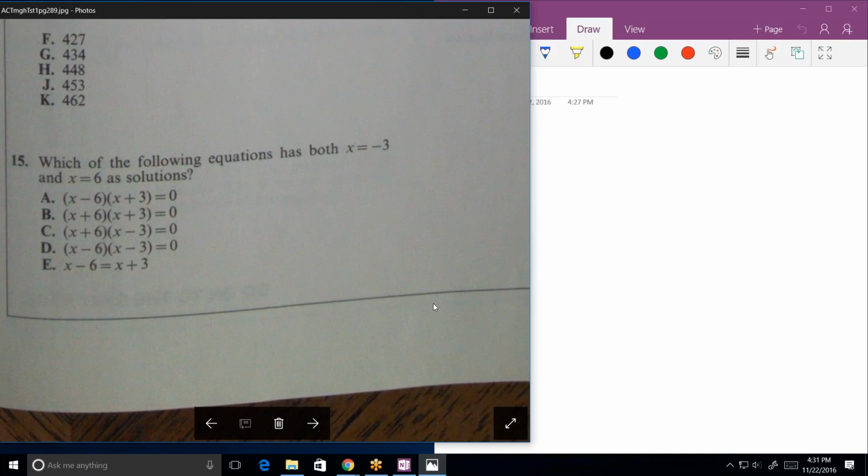Which of the following equations has both x equals -3 and x equals 6 as the solution? Isn't it E, right? No. Factoring quadratics and then solving for x. In other words, if A was true, what would the values of x be? It would be 6 and -3, right? Mm-hmm.